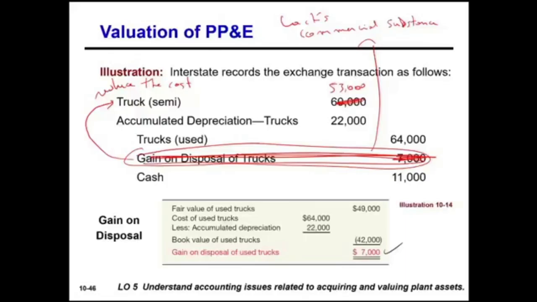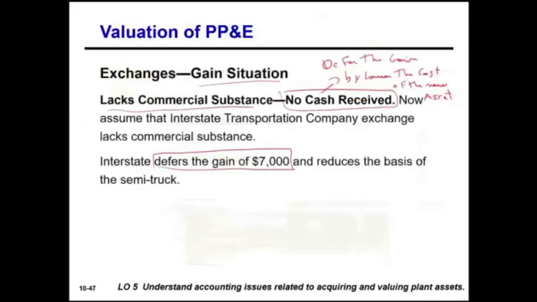It means we lower the cost now. Down the road, when we trade or sell this truck, because the cost is lower, the gain will be higher and the gain will be recaptured. So we defer the gain.